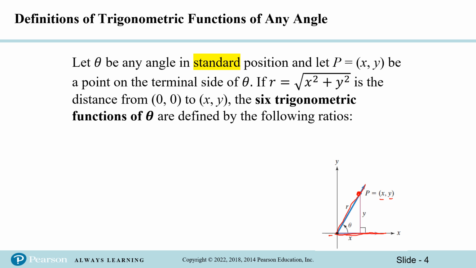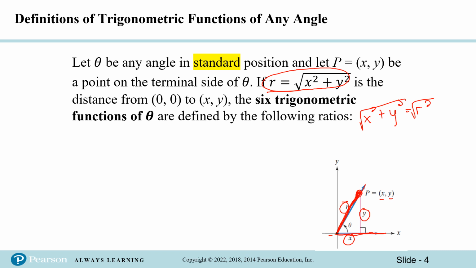Because we have the Pythagorean theorem, we know that this side squared plus this side squared equals the radius squared. So x squared plus y squared equals the radius squared, but if we just want the radius, we would take the square root. So r is equal to the square root of x squared plus y squared, and that is the distance between the origin and that point P.